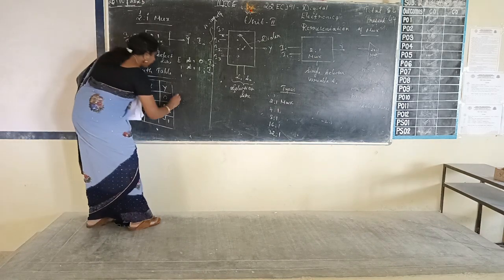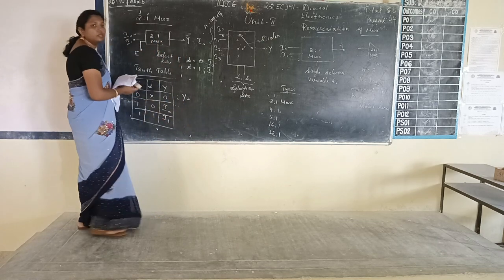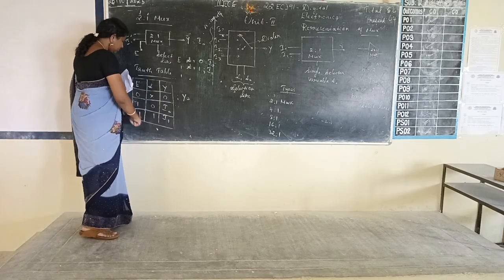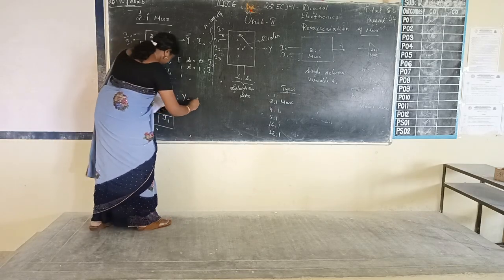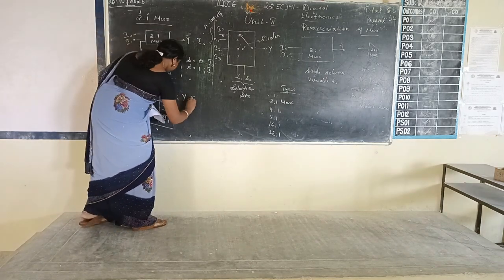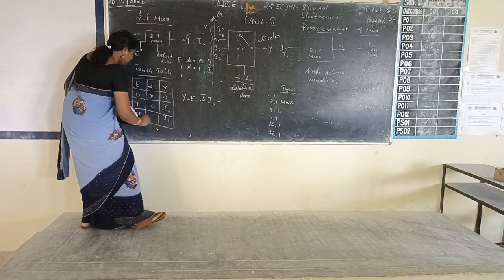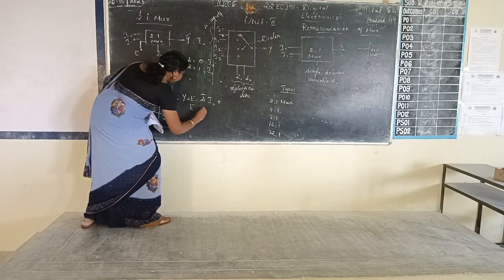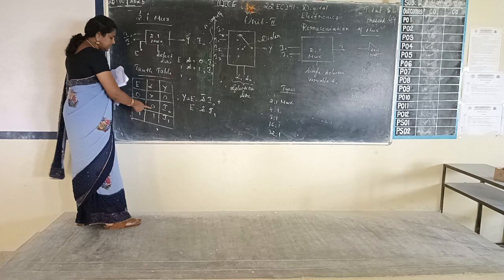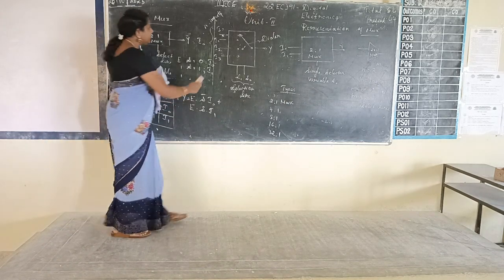Then the output Y can be written as E into S bar into I naught plus E into S into I1, right? So E into S bar into I naught plus E into S into I1, right? Then you have to draw the logic diagram for this.